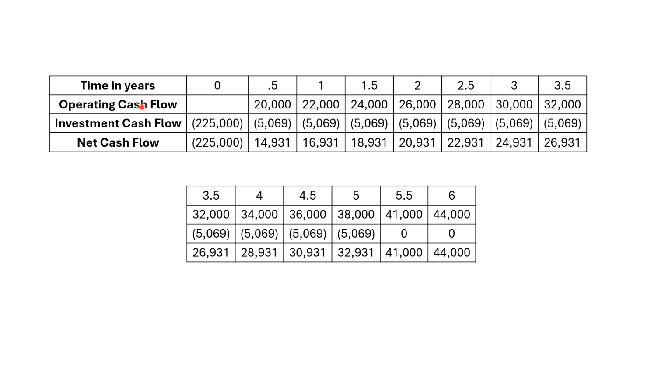Then we have the operating cash flow at the second row, and time, well, actually it's in years, but we also have half years shown in here, and then we just need to add up the investment cash flow and the operating cash flow, and we get these numbers.